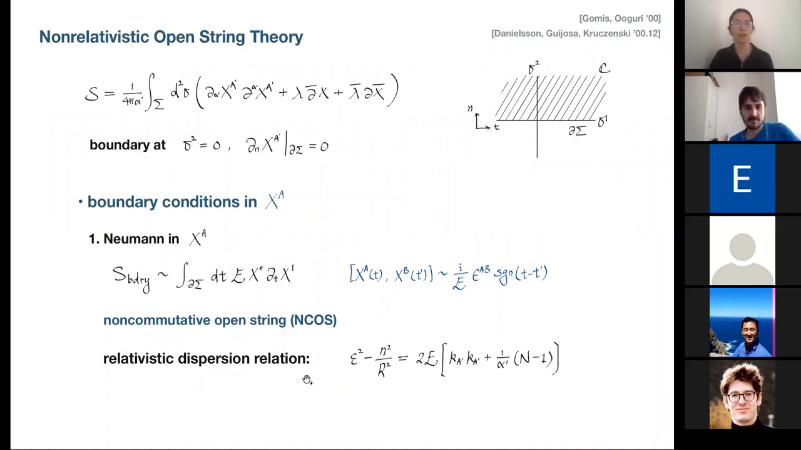So in this sector of open string theory, we actually have a relativistic dispersion relation. So this type of theory has been studied quite a lot around 2000. I won't talk too much about it, but we'll also come back to this type of construction later when we talk about curved spacetime and effective field theory on D-branes.